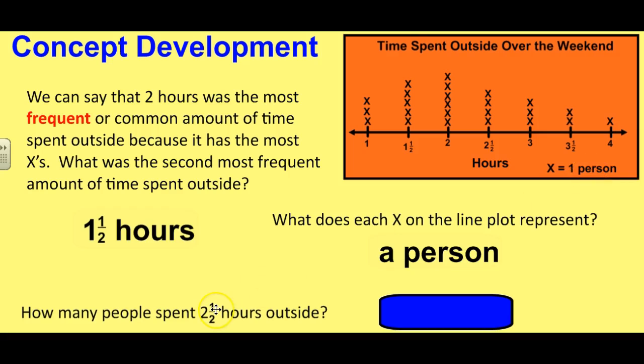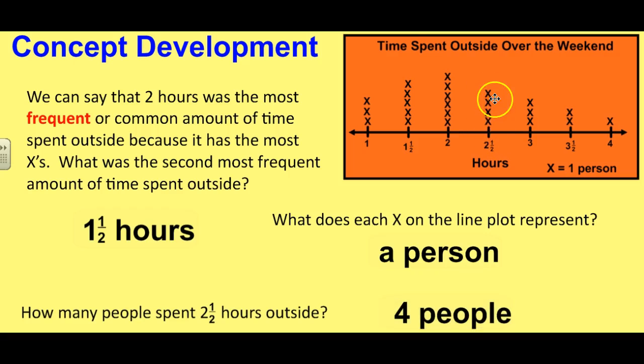So how many people spent 2.5 hours outside? So you're looking at 2.5 hours and looking at the x's. I want you to write that answer on your paper. Just play when you're ready to check it. Okay, so there are 4 people that spent 2.5 hours outside because there's 4 x's right above the 2.5 hours.